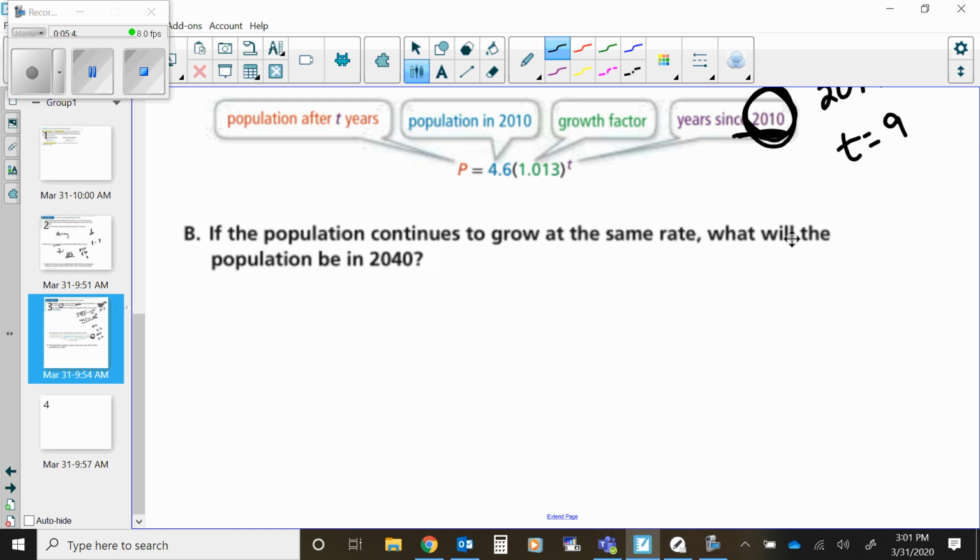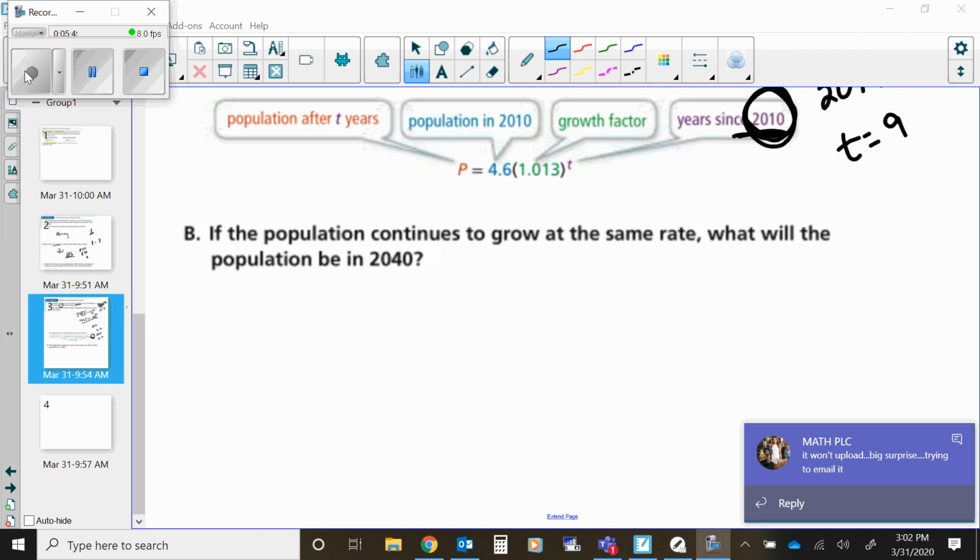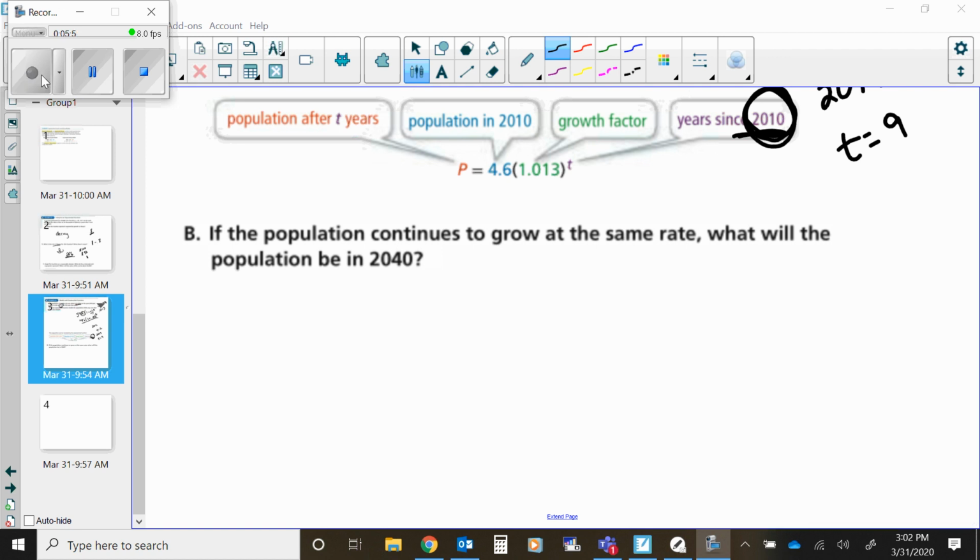All right, so last thing we're going to go over, if the population continues to grow at the same rate, what will the population be in 2040? So we'll be using the formula we just came up with, or the one that's currently right here, except now instead of this t, since I'm going to 2040, my t would be 30 years.